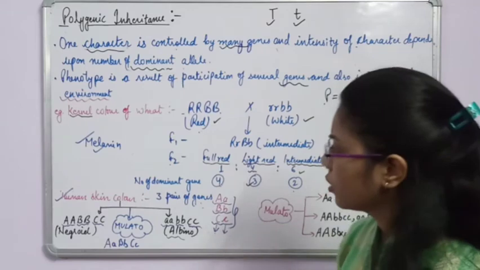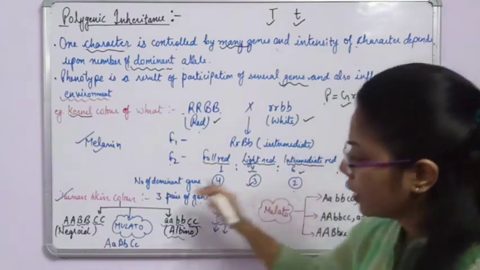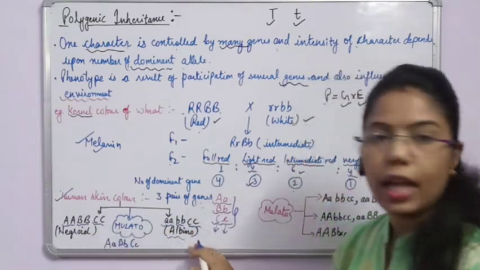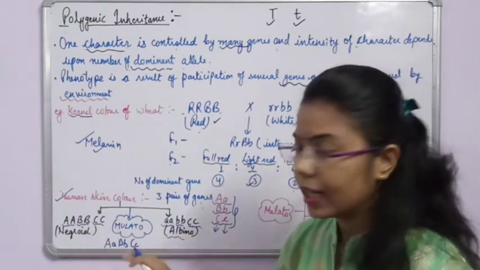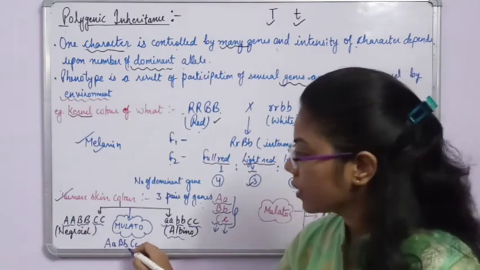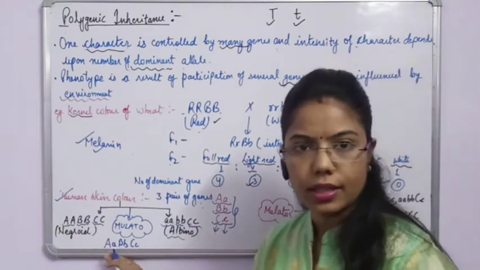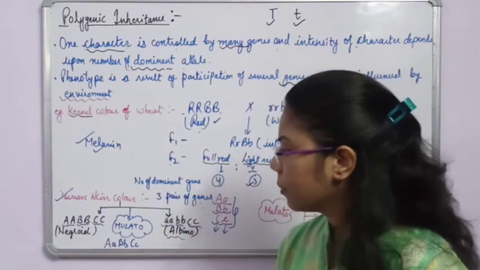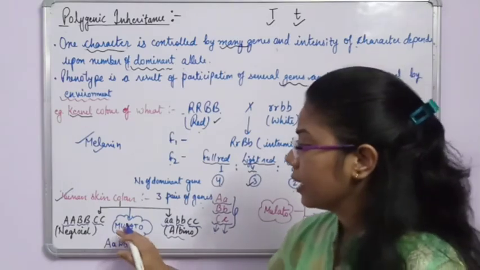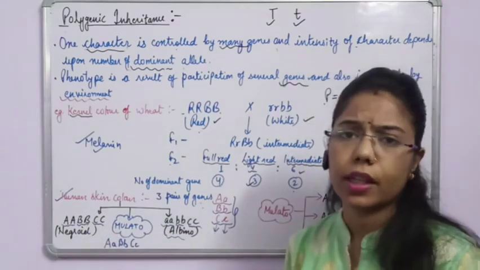Again in the F2 generation we are getting more intermediates, right? So in this case also, if we combine the negroid with the albino, we can get some intermediate. हमें क्या मिल सकता है, कुछ intermediate, in which some part is of dominant and some part is of recessive. So these intermediates are known as mulatto. Okay, mulatto क्या है, उनमें कुछ डोमिनेंट कैरेक्टर होंगे, कुछ रिसेसिव कैरेक्टर होंगे.